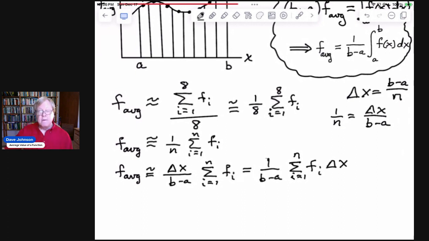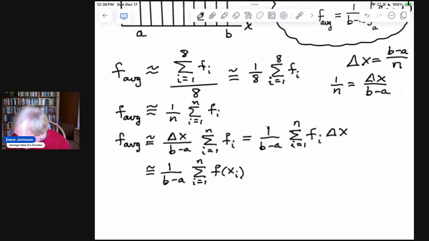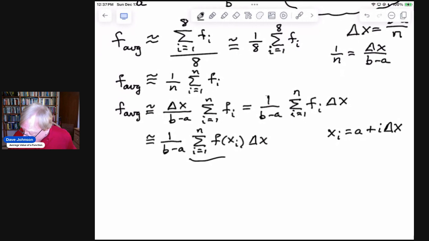Now, another way to think of that f sub i is that it's f of x sub i. So let me write that. 1 over b minus a times the summation i equals 1 to n of f of x sub i times delta x, where, let's just remind ourselves, x sub i is equal to a plus i times delta x. Now, that comes straight from the definition of the definite integral, the Riemann sum. And this is starting to look a little familiar, right? This is part of the definition of a definite integral in terms of a Riemann sum.